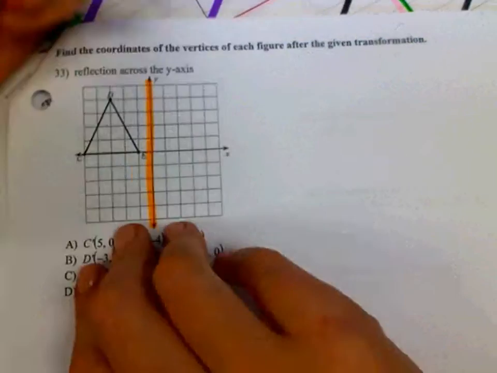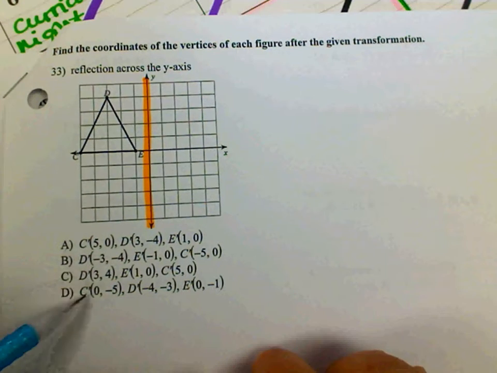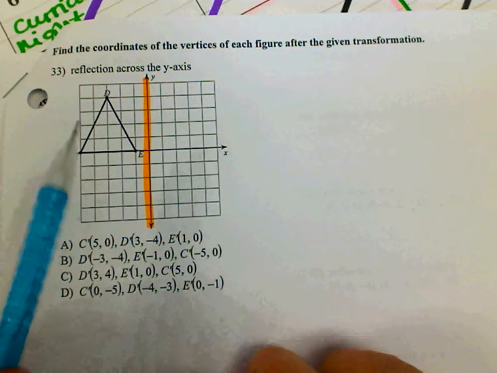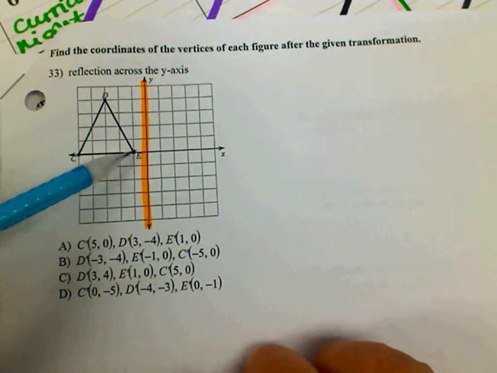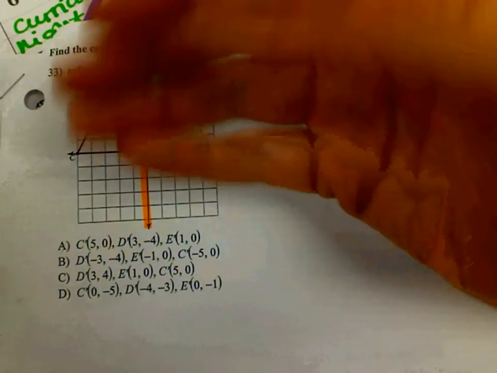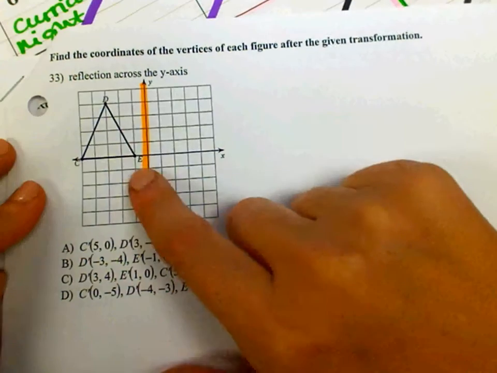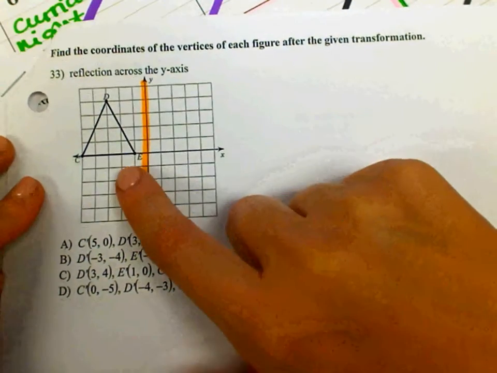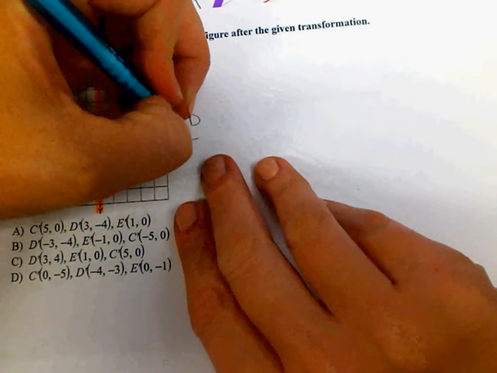I have found that the best way to do this when you have a multiple choice question with your coordinates listed out like this is to find the coordinates of the pre-image first and just do it that way. Instead of trying to do it on the graph and then find the coordinates, I think it's easier if you do the coordinates of the pre-image first. So let's find C, D, and E.